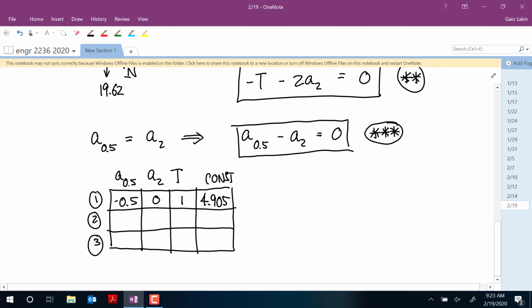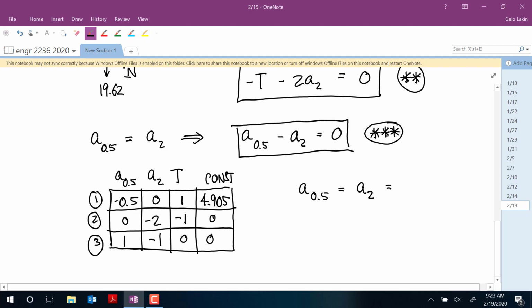2 star. T's, we have negative 1. A2, we have negative 2. Constants, we have 0. And then 3 star, A0.5, we have 1. A2, we have negative 1, 0, 0. And what you get is that A0.5 has to be equal to A2.